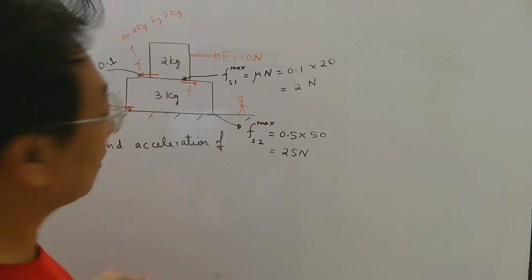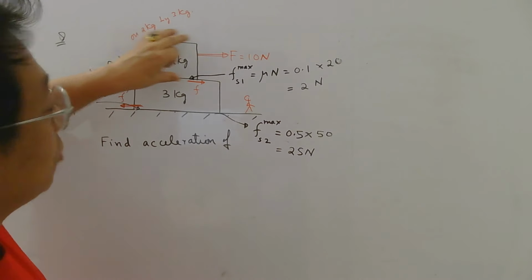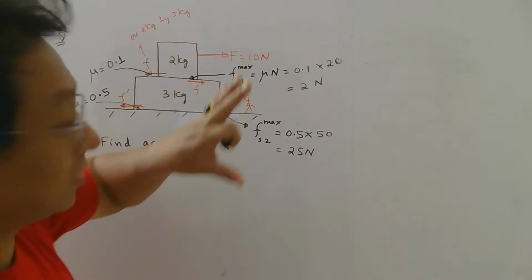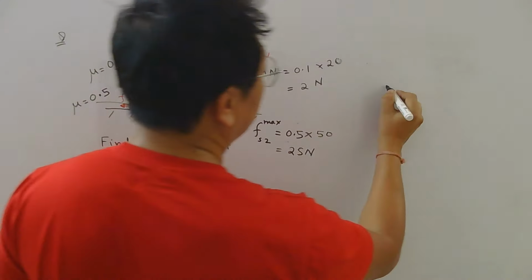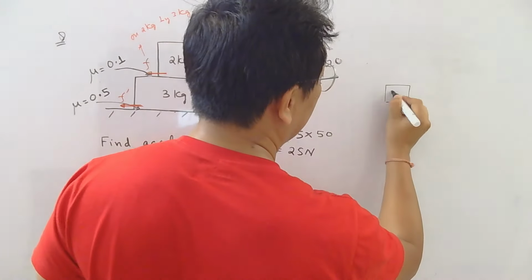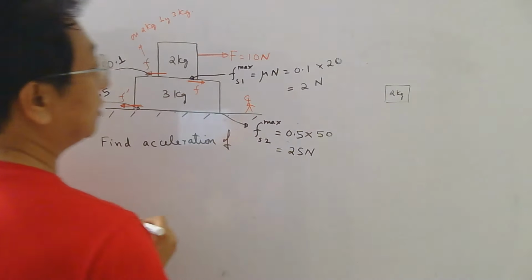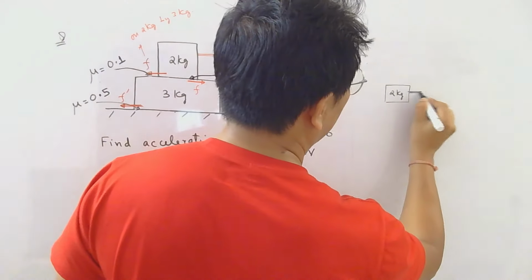Okay. So once we came to know that this 2 kg block will have acceleration, whereas 3 kg block will be at rest, to find the acceleration of 2 kg block, we will use Newton's law. So here is the 2 kg block. Applied force is 10 Newton.